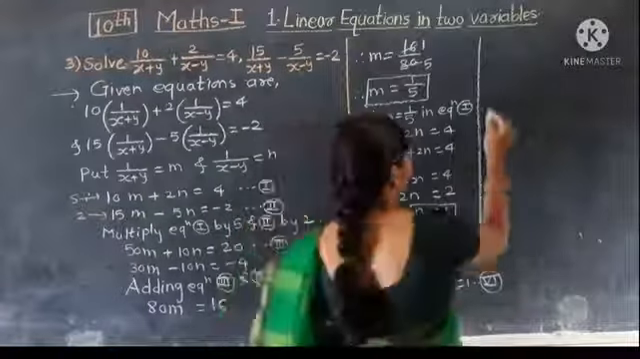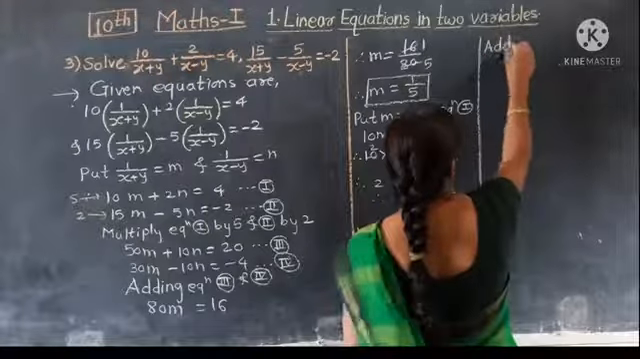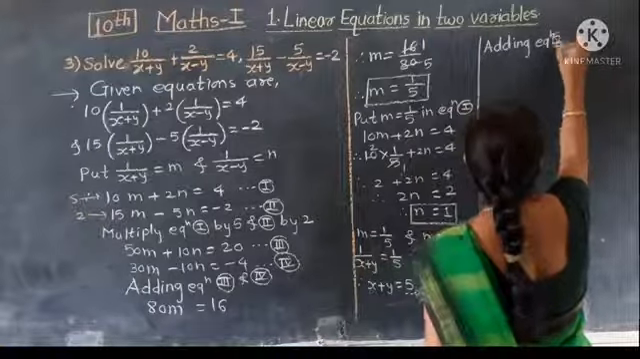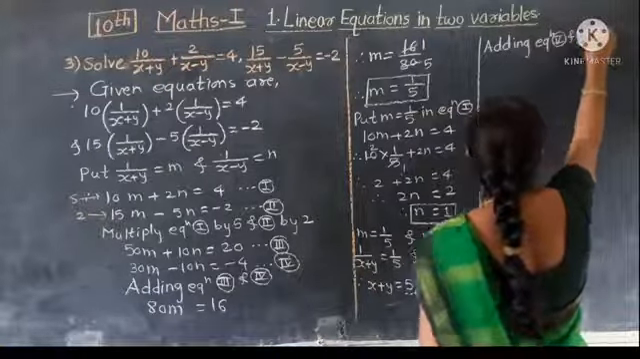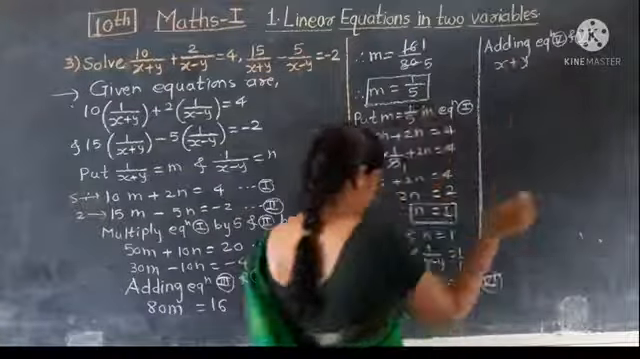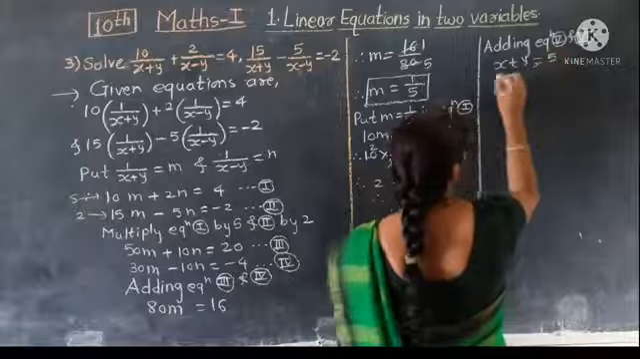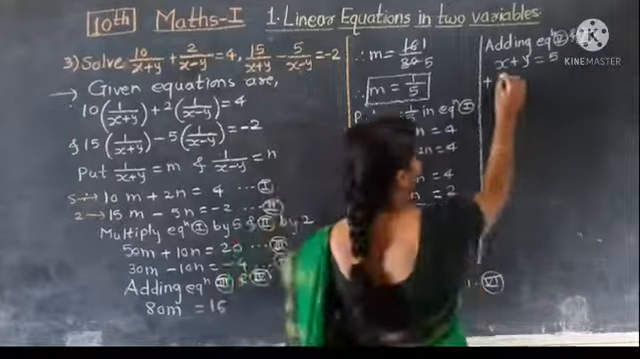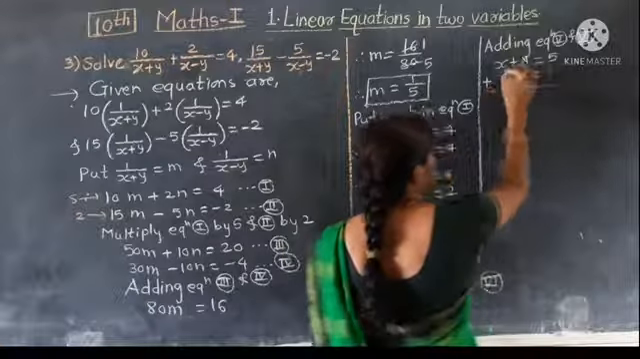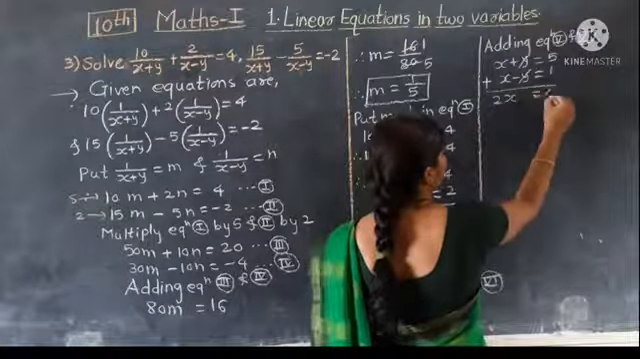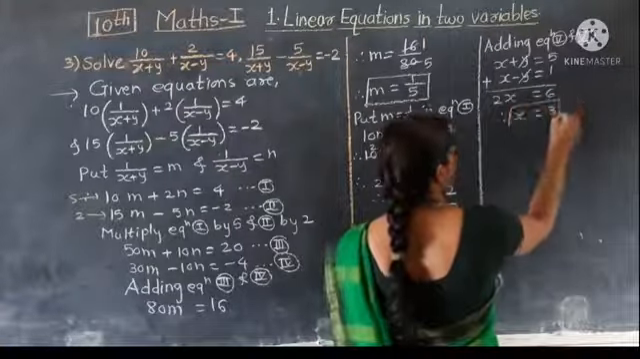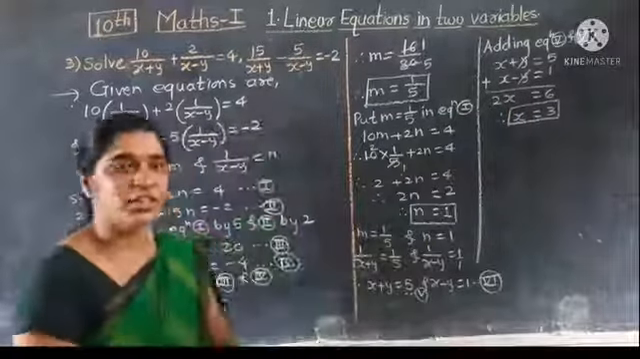By adding equations 5 and 6. We add equations 5 and 6. So what is equation 5? x plus y is equal to 5 plus x minus y is equal to 1. y gets cancelled, x plus x is 2x is equal to 6. Therefore, we get x is equal to 6 upon 2, which is 3. We get the value of x as 3.